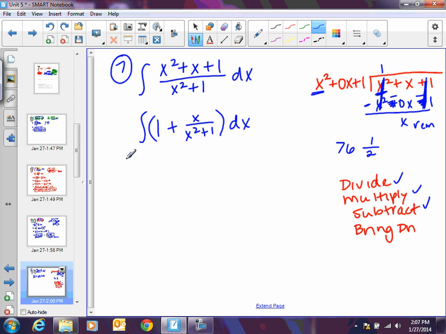All right, so this still looks kind of complicated, so let's break this up. And so let's integrate 1 dx, and let's add that to integrating x over x squared plus 1 dx. So let's take it from one big piece to 2 smaller pieces.